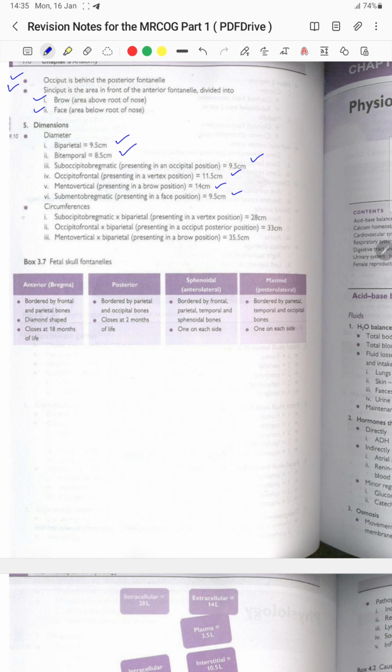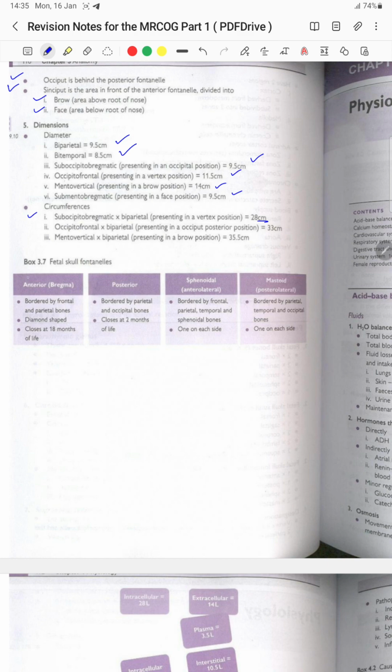The circumferences: the suboccipitobregmatic with biparietal, the presentation in the vertex position, is 28 centimeter, the occipitofrontal with biparietal is 33 centimeter, and the mentovertical with biparietal is 35.5 centimeter.